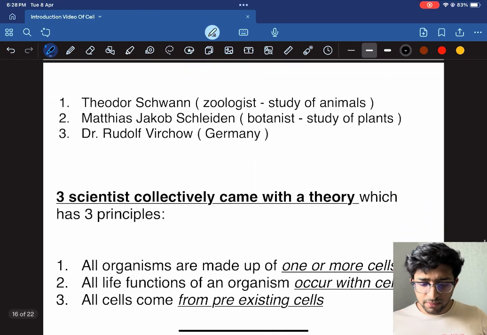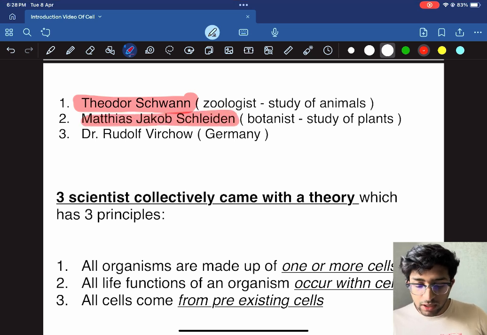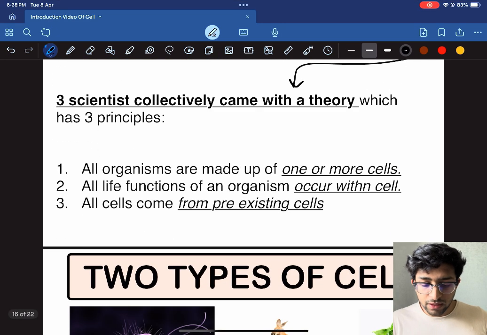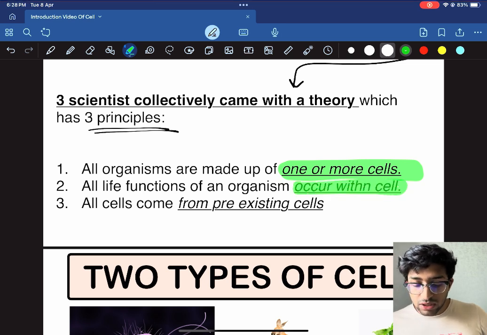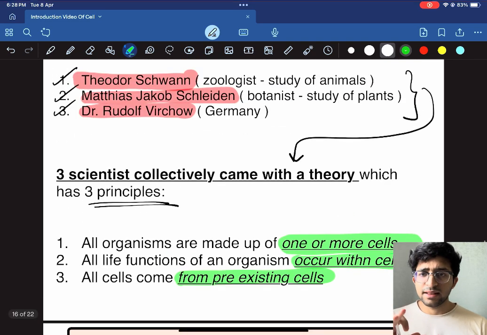Now again, let's summarize. Theodor Schwann was a zoologist, Matthias Jacob Schleiden was a botanist, and Dr. Rudolf Virchow was the third. These three came together and gave a theory which has three principles. The first principle was that all organisms are made up of one or more cells. All life functions occur within the cells, and all cells come from pre-existing cells, correct? This was the basic cell theory.